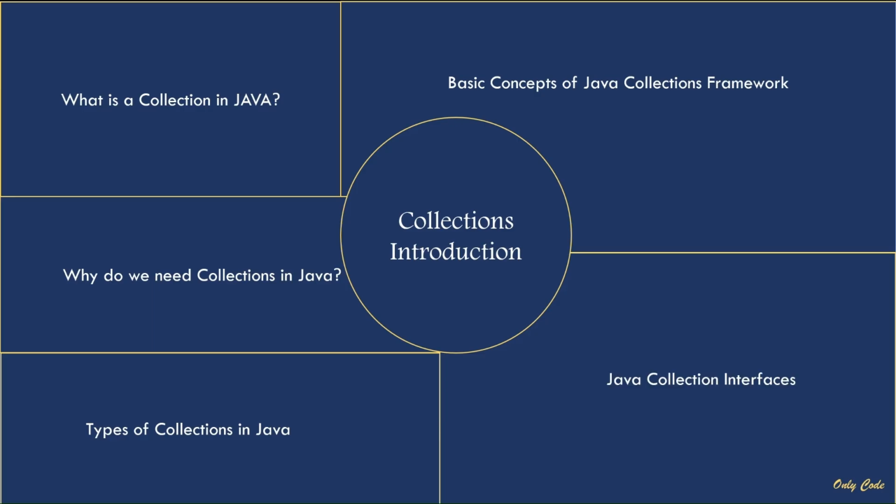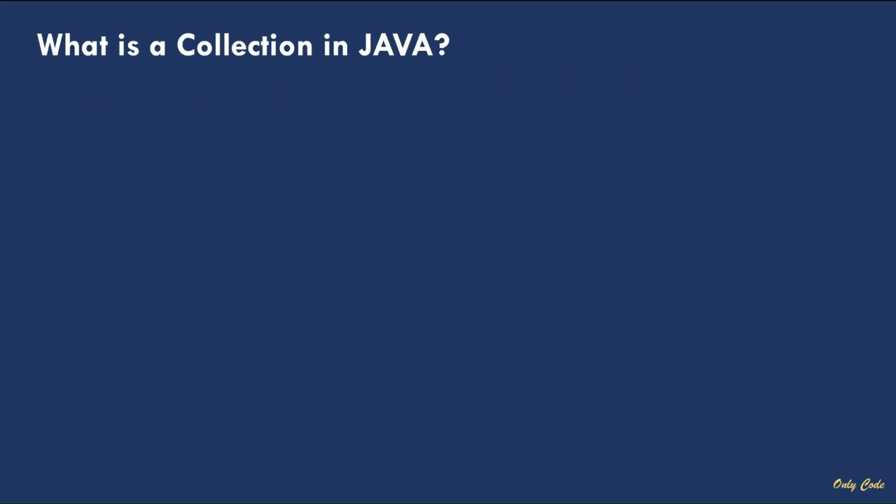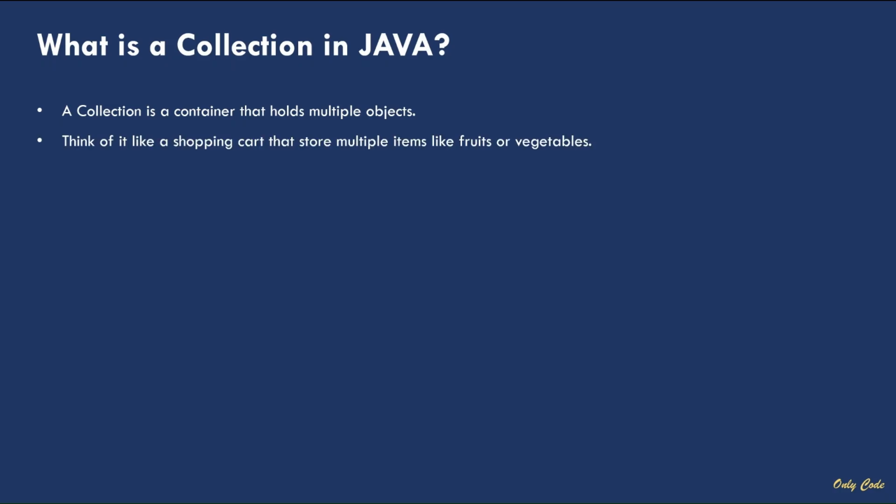So, let's begin. What is a collection in Java? A collection in Java is simply a container that holds multiple objects or elements. Think of it like a shopping cart that can store things like fruits, vegetables, or household goods. In Java, collections help us manage a group of objects, whether it's adding, removing, or accessing them.